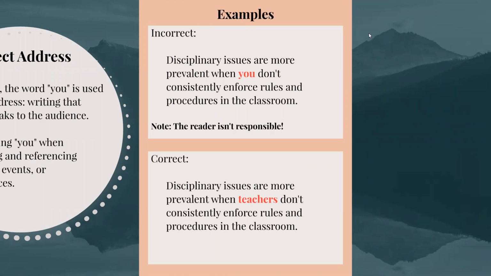Our incorrect example here reads, disciplinary issues are more prevalent when you don't consistently enforce rules and procedures in the classroom. So to you out there listening, you're not responsible for consistently enforcing rules and procedures in the classroom. The reader isn't responsible in this case. So we must make sure that we are defining who is responsible. Correct example, which reads, disciplinary issues are more prevalent when teachers don't consistently enforce rules and procedures in the classroom. The teachers are responsible in this case. This is a common error in writing, as this often happens in verbal speech and just easily translates over. So this is just one of those errors that we really need to pay close attention to.